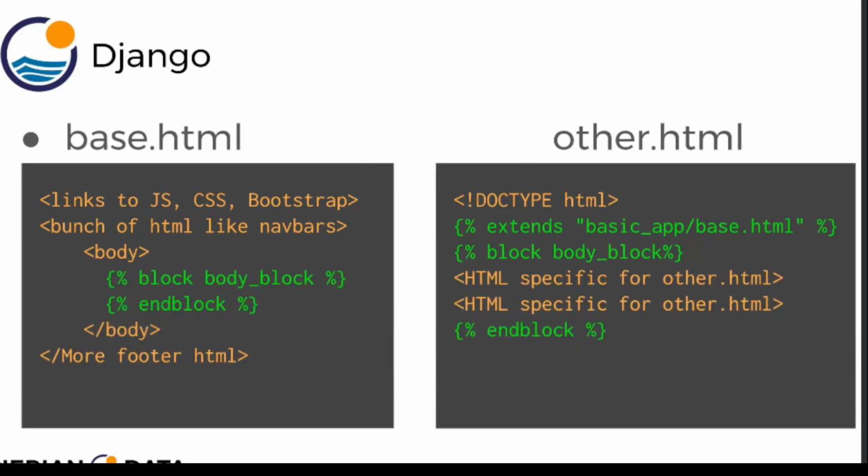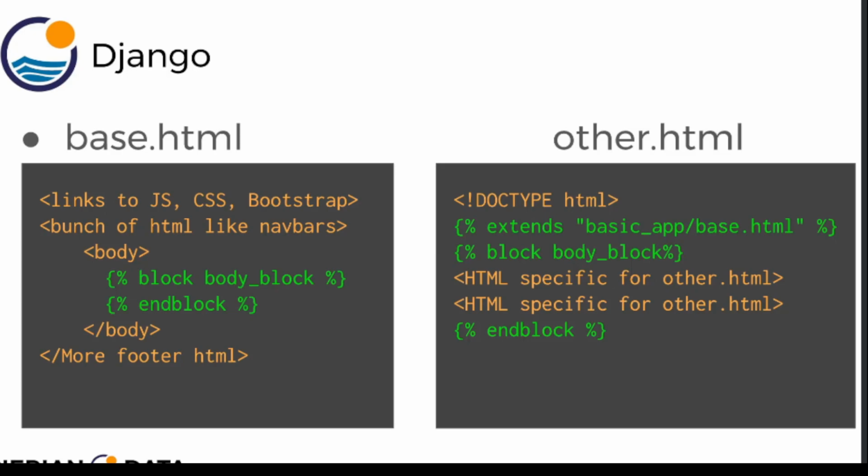So what does this actually look like? Well, on the left hand side, we have that base HTML file. It's going to have things like links to your JavaScript, your CSS, your Bootstrap, or a bunch of HTML, things like a navbar, etc. Stuff that you want to inherit into the other pages.